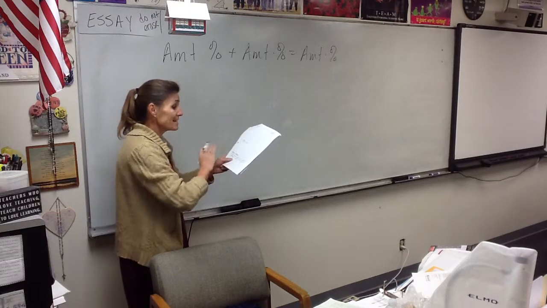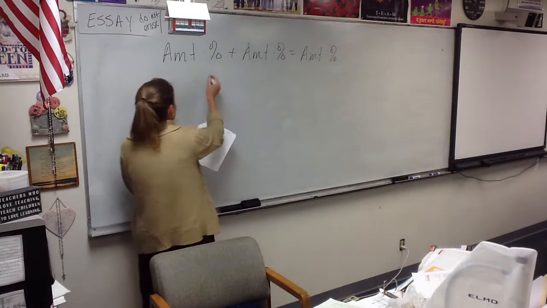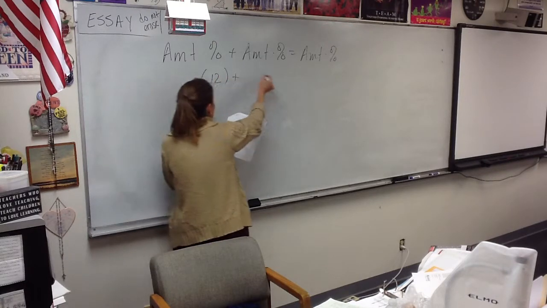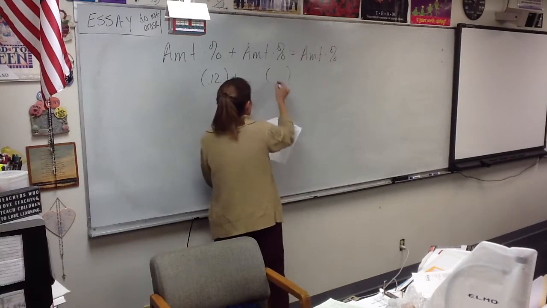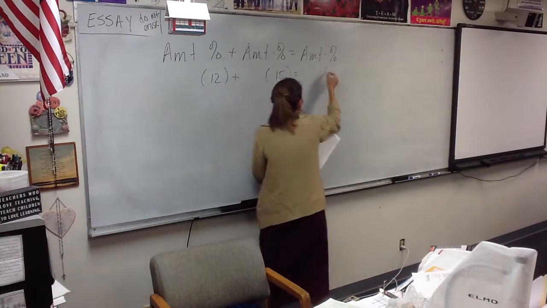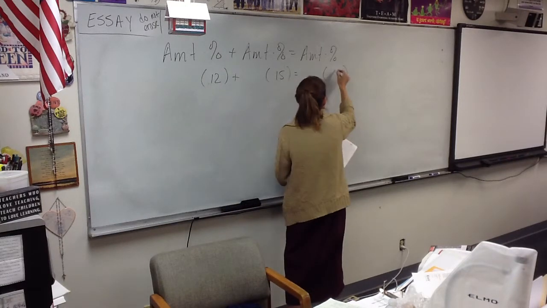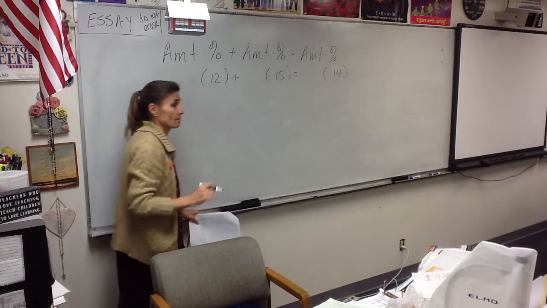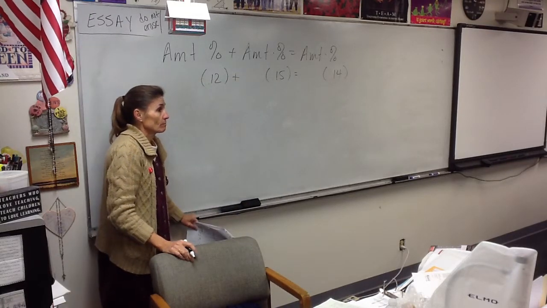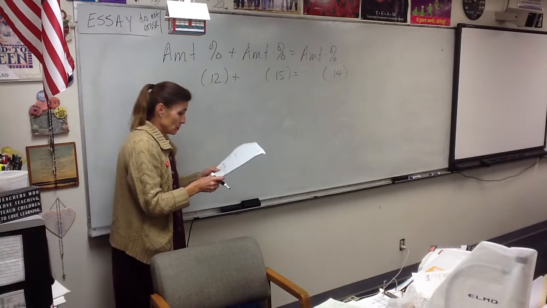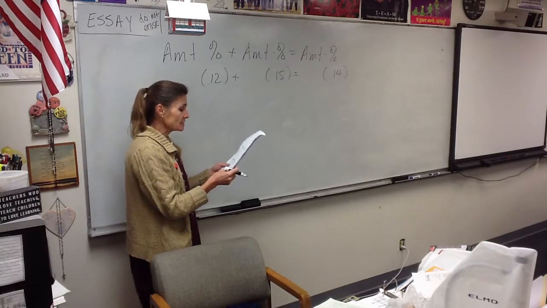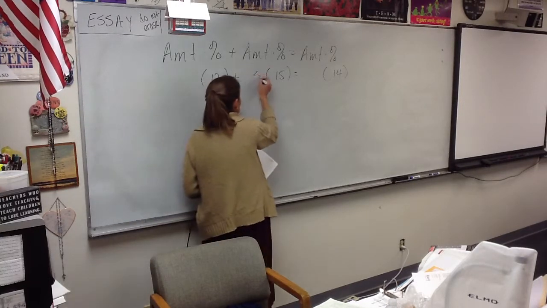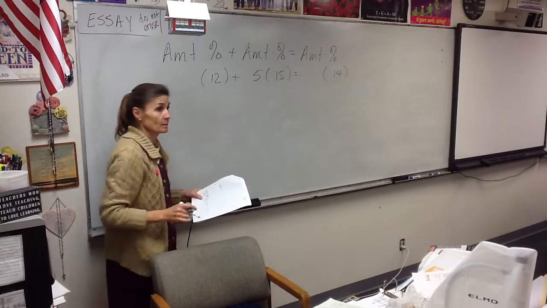Now, the percentages are all there, so let's fill those in. We're going to mix together a 12% and a 15%, and we're going to end up with a 14%. Does that make sense to everybody? Now, where do I put the 5? It says needs to be added to 5 gallons. So the 5's going to go here. Everybody good with that? Yes.